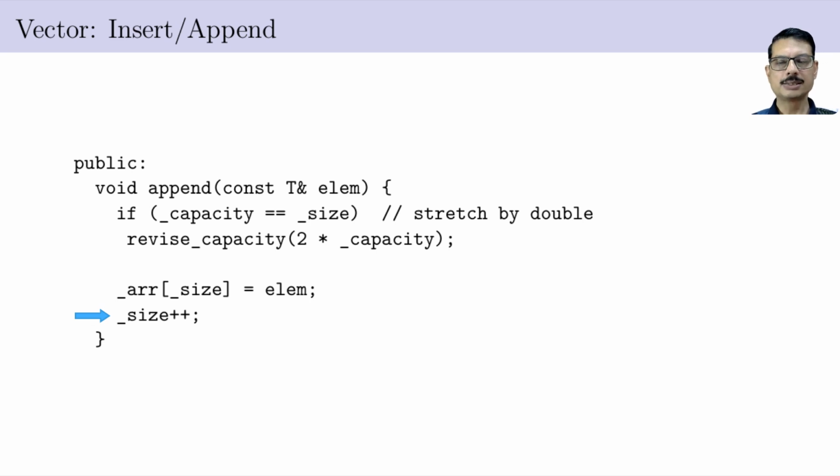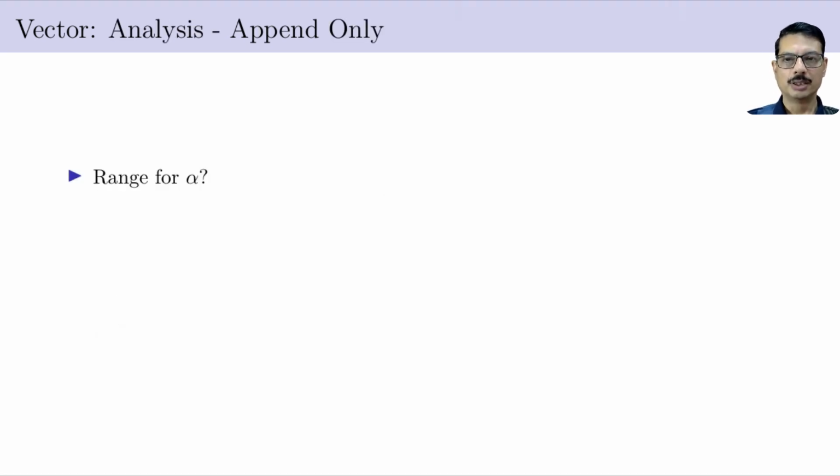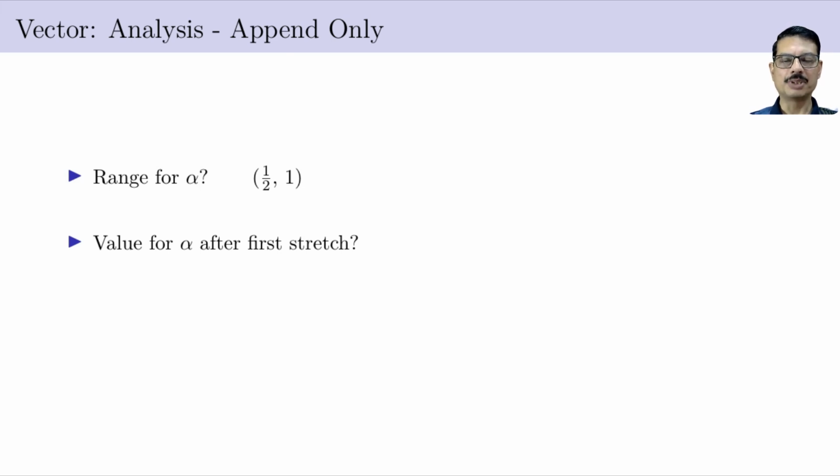So let's analyze what we have done in the append function. What is going to be the range of alpha? The range of alpha is going to be between half and 1. And the value of alpha after the first stretch is going to be half, the example which I have just shown you minutes back. And what is the complexity of the append operation? That's the main question that we would like to now consider.